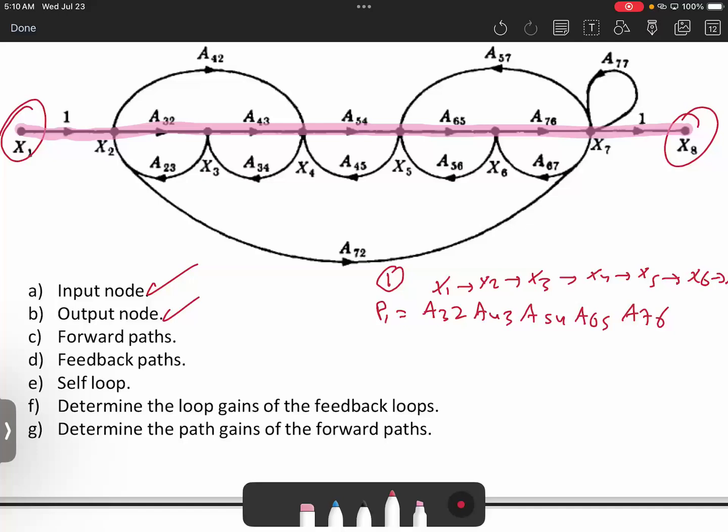Okay, understood? Yes or no? Again, how did I find those? Basically, look at this one, this one, this one, this one, this one, this one. Multiply all of these gains. The next thing is to see, is there any other path?